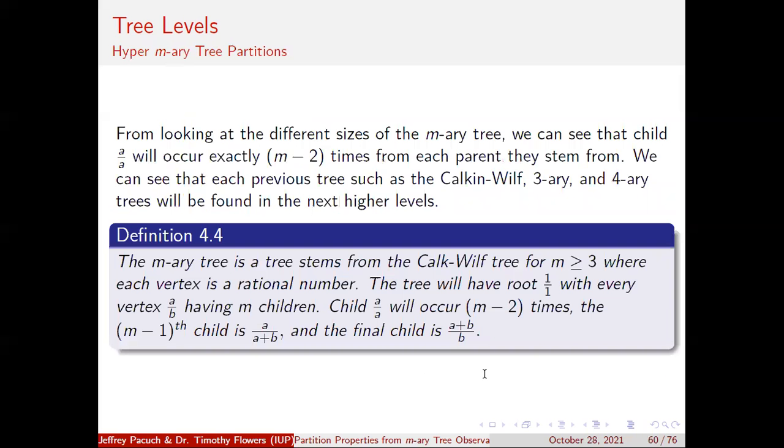Okay, so now that we talked about the 4-ary tree, let's dive a little bit into the m-ary tree and see what other things we can talk about there. We made a definition for the hyper m-ary sequence, but now let's talk about the m-ary tree. The m-ary tree is defined as having root 1 over 1 with children from fraction a over b, having child a over a occur m minus 2 times. Because if this is an m-ary tree, that means there must be m children, and m minus 2 children will be a over a. And that means the last 2 children will be a over a plus b and a plus b over b. So this follows the same pattern as the 3 and the 4, etc.